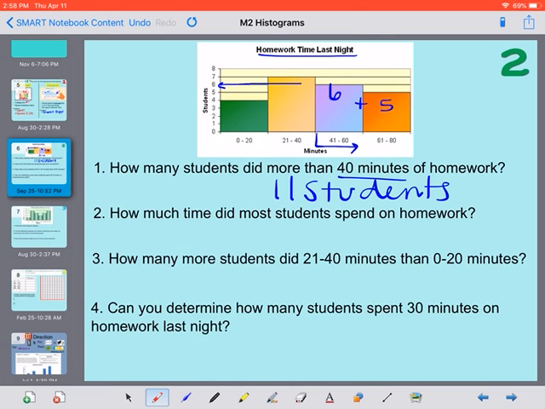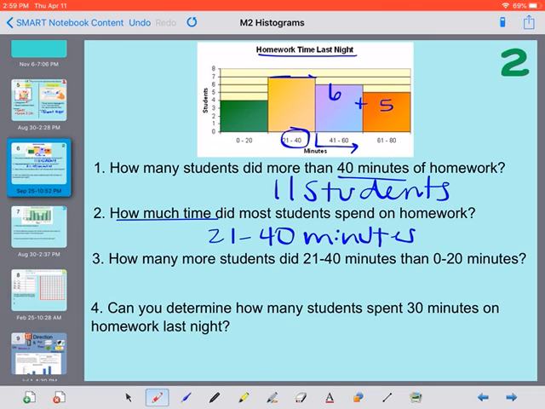How much time did most students spend on homework? So that's asking us which category is the tallest. The most number of students was right here. That was 7 students, but they didn't ask us how many students, they asked how much time did they spend. Well, they spent 21 to 40 minutes doing their homework.